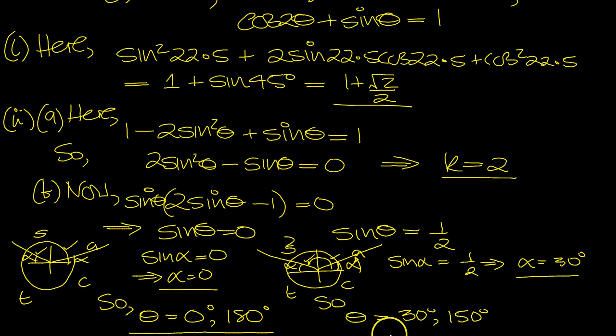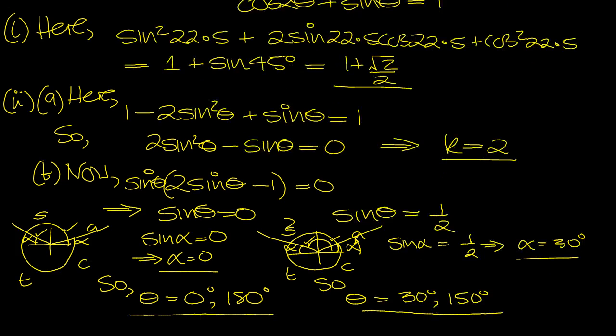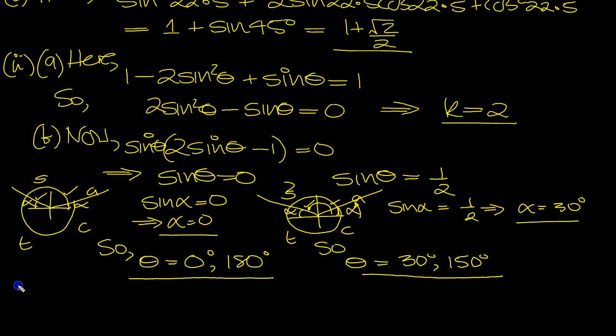And then the next solution is outside the range. So those are the complete solution set then for θ. θ is 0, 30 degrees, 150 degrees and 180 degrees.